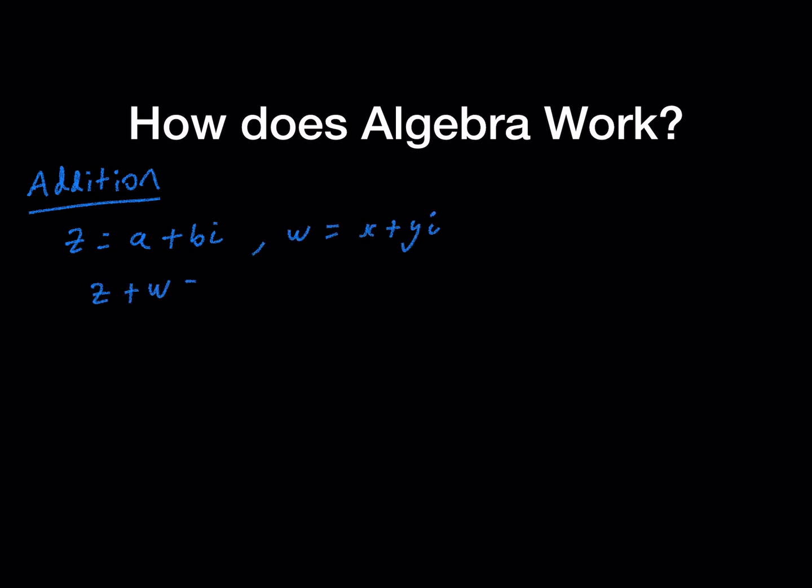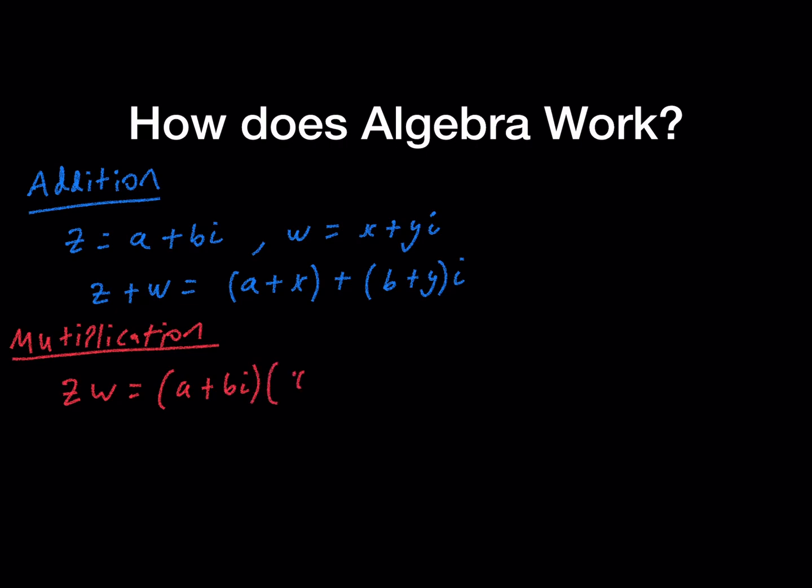Algebra works in much the same way as when we deal with variables like x, y, z, and so on. We collect like terms when adding and multiplying as shown. The only difference is that we remind ourselves that i is the square root of -1, so i squared is equal to -1.